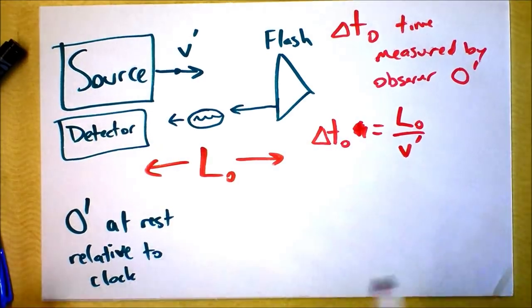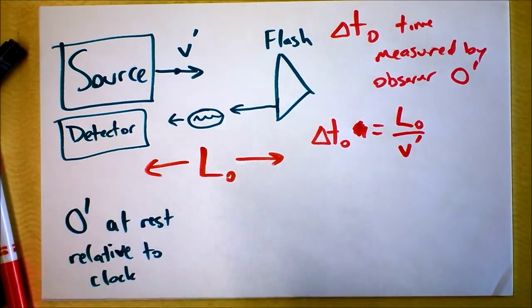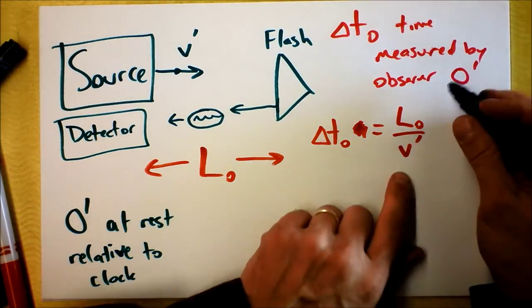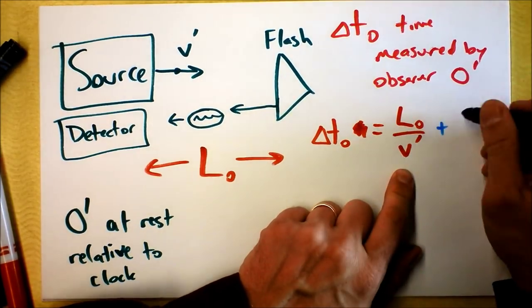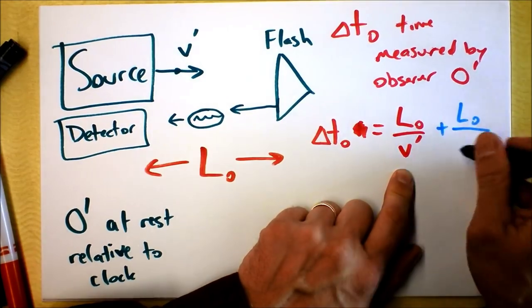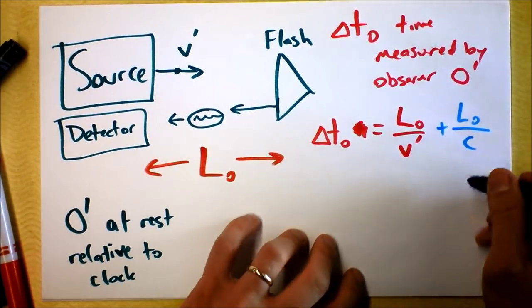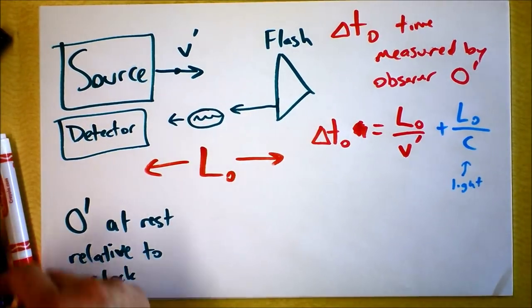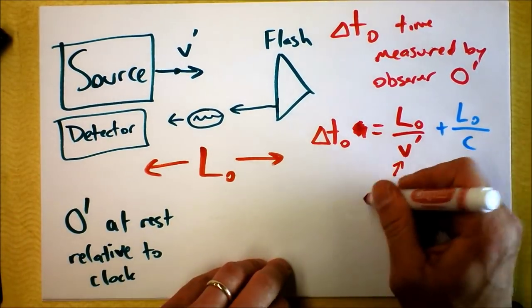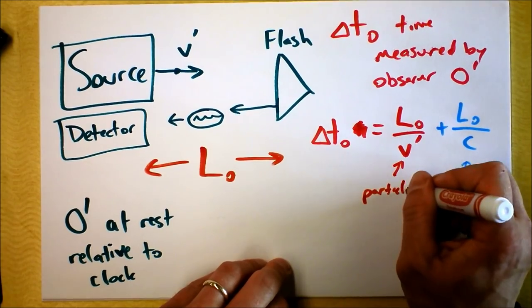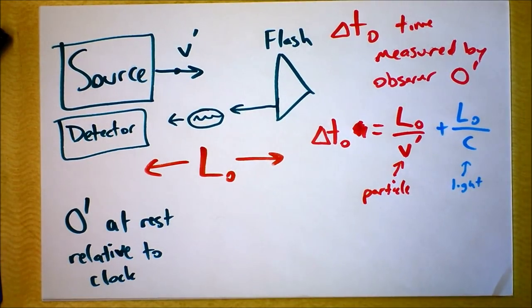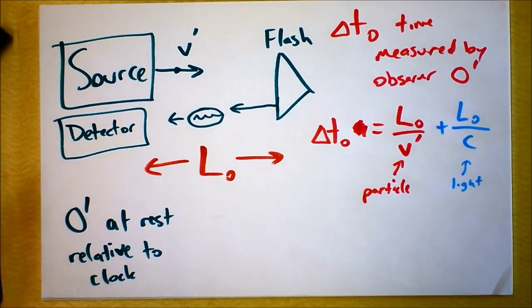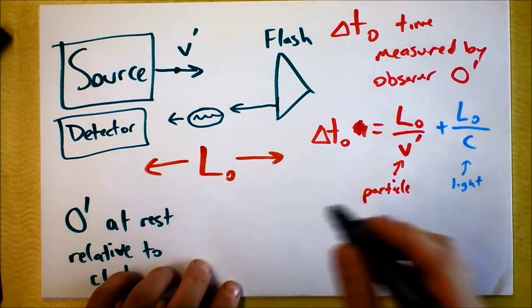So here's v prime, the velocity of the particle, as seen by an observer, O prime. And then I'm going to add that to the time that it takes the photon to get there, which is just L naught divided by C. So here we have light time to go across that L naught, and here we have particle time. Particle time, light time, which one's longer? Okay, you figure it out. But along comes Mary. And Mary is observer O.